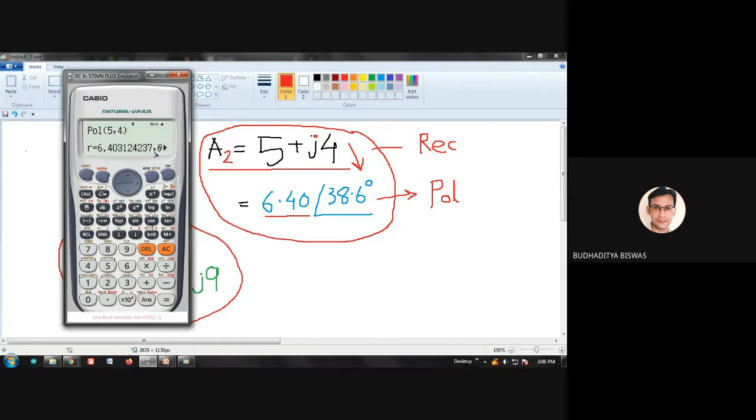Got my point? Again, I am saying, in the old model, you need to write it like this: 5, then comma, 4, and close the bracket. But if you press the equal to sign, then only the value of R will come, 6.4, showing on the screen. Then how do you find the value of theta in the old model? You need to press recall, RCL, then tan. Here obviously an error may come, but in that calculator, if you press recall tan, then the value 38.65 will come in the Casio MX calculator.